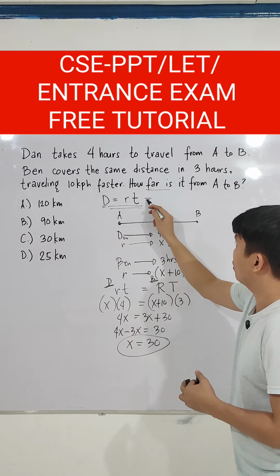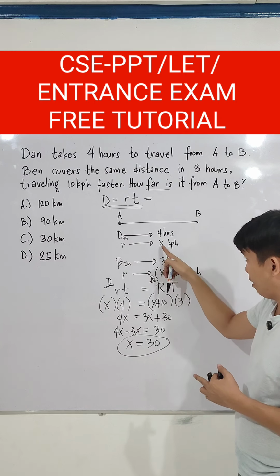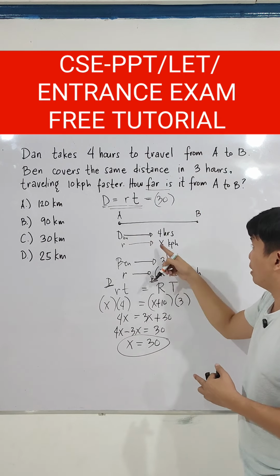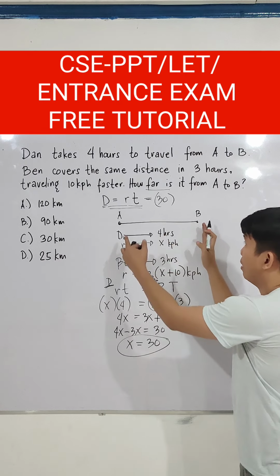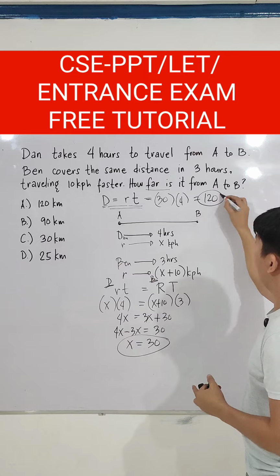Now, let's substitute values. The rate for Dan is x, which is equal to 30, times time. The time for Dan to finish traveling this distance is 4 hours. 30 times 4 is equal to 120. So that is our answer.